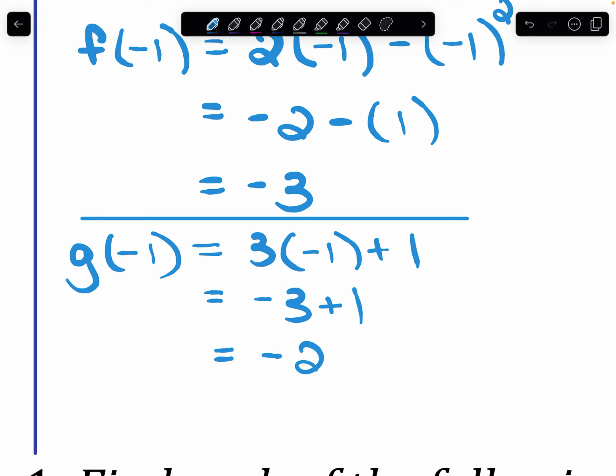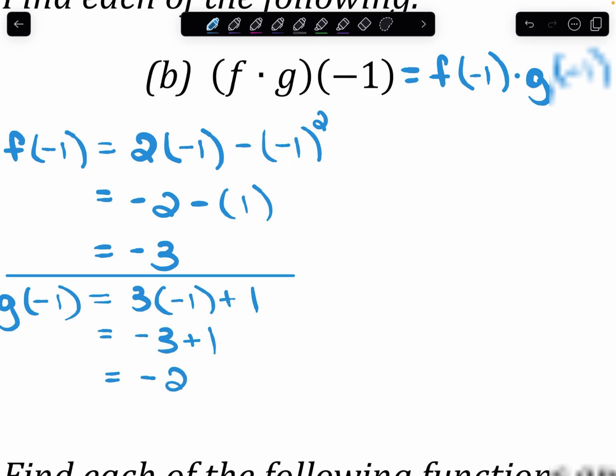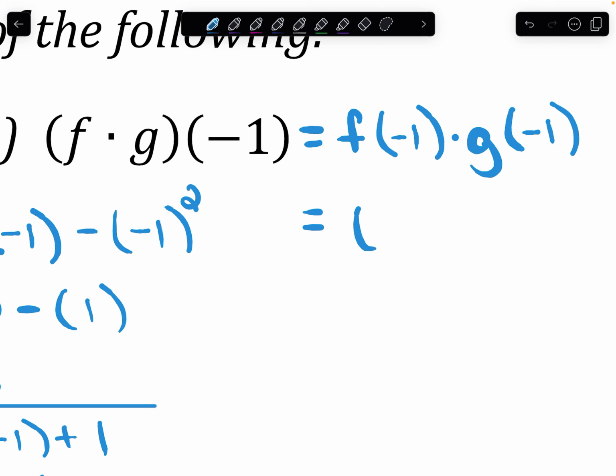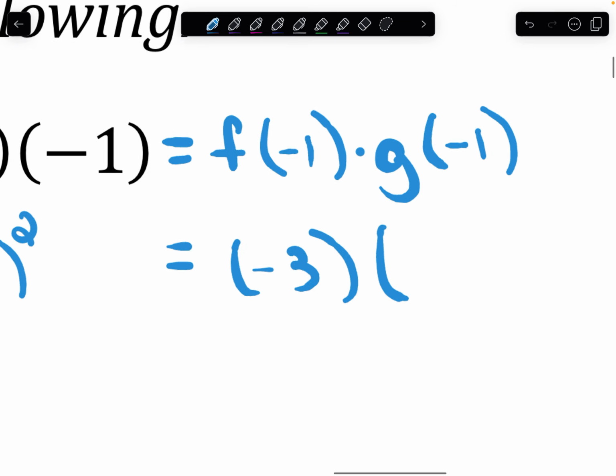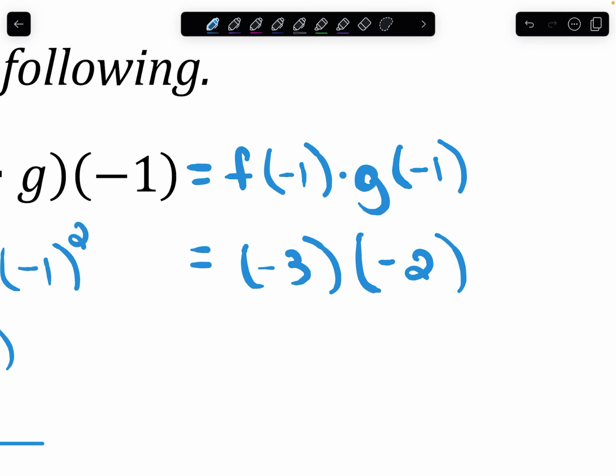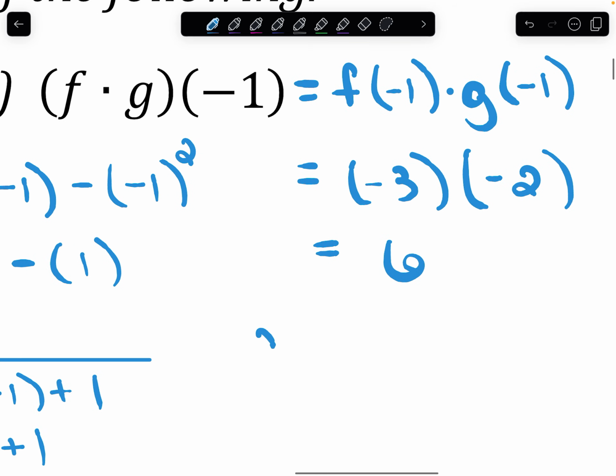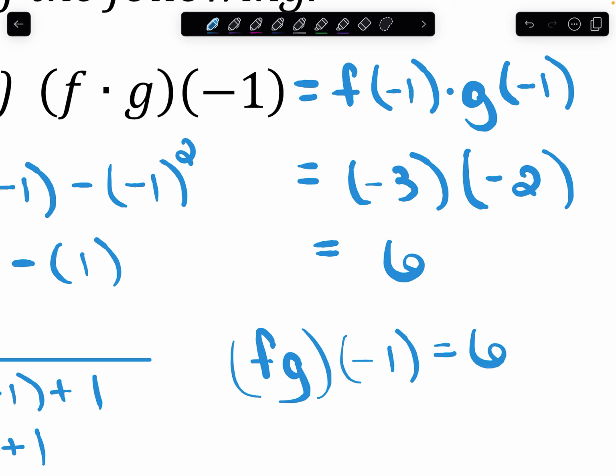And then I go plug them in. So with this one, just be careful. If you don't put them in parentheses, it's likely you're going to subtract instead. So when I plug in, I'm going to leave some bubbles. So f of negative 1 is negative 3 times g of negative 1 was negative 2. And then negative 3 times negative 2 is a positive 6. So fg of negative 1 is 6.